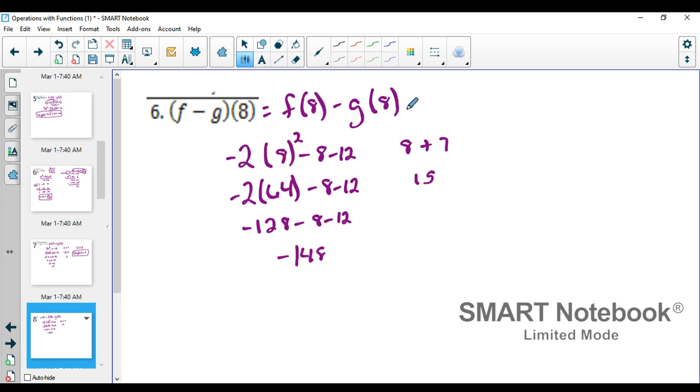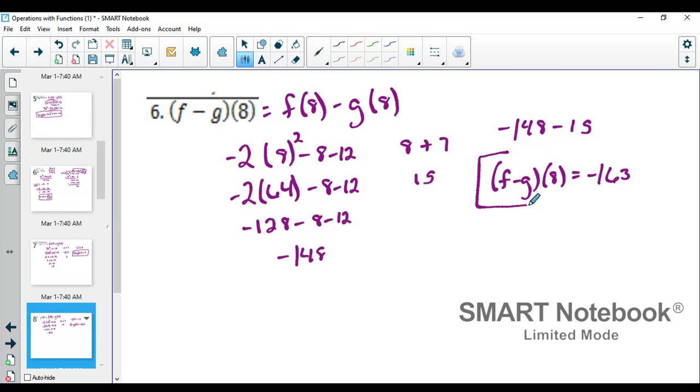And now we're going to pull these two numbers over here. So we have -148 minus 15. And because I don't feel like doing the math in my head, 148... and this is -163. So f minus g of 8 equals -163. And there we go. Moving on to number 7.